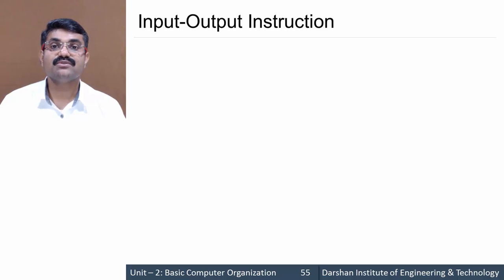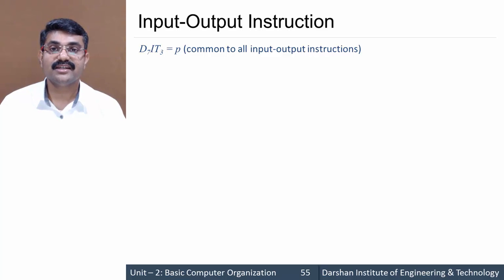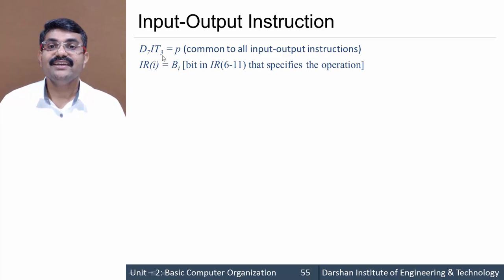Now let's see which instructions affect this particular arrangement, or based on which the input-output system works. Before discussing the instructions, let us have the general format of the instruction which we have studied. Based on the decoding of this instruction, at time D7 I T3, this will decide that it is an input output instruction, because for an input output instruction, D7 should be 1, the I bit, that is the 15th bit of the instruction register, should be 1, and at time T3 the instruction would be executed. So D7 I T3, and the operation which is going to be executed would be decided on bit 0 to bit 11.